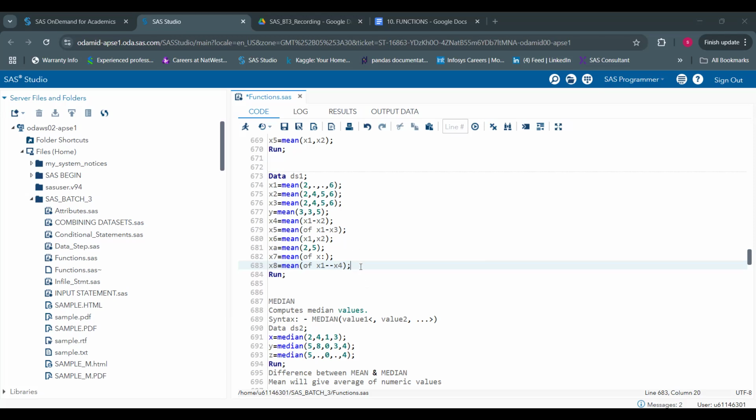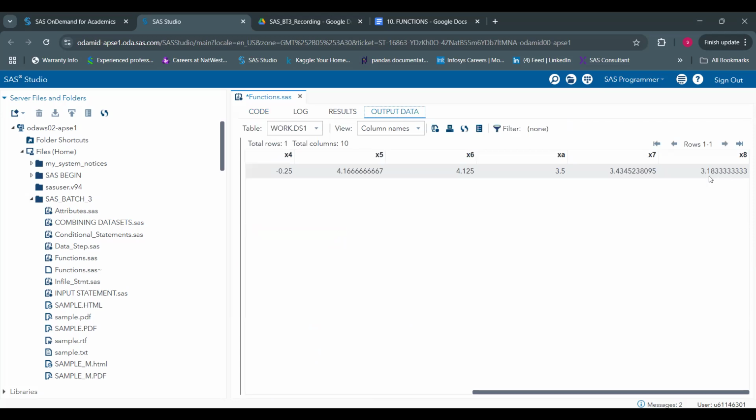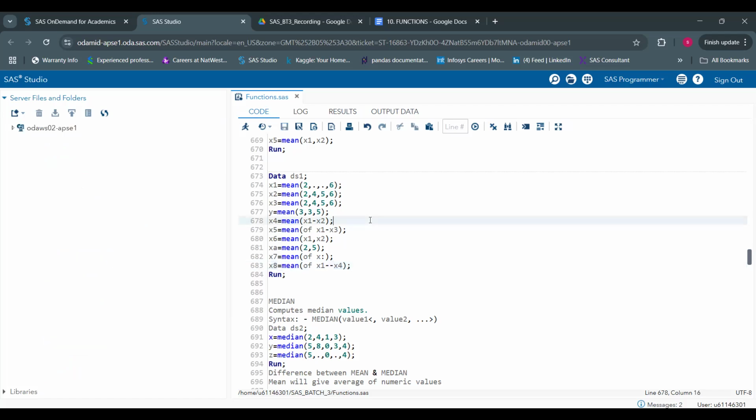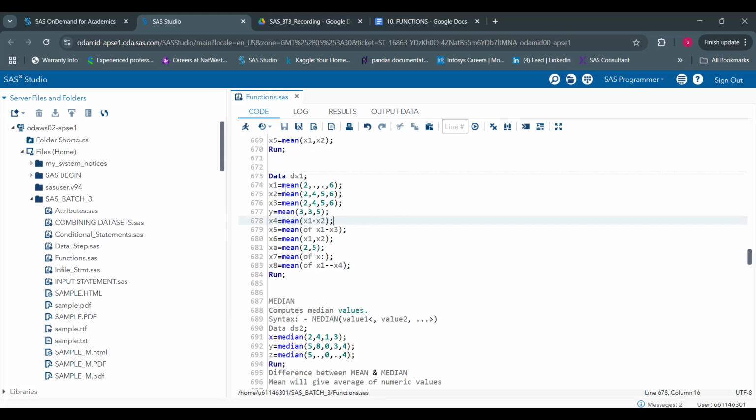3.334. Let's see. It is 3.183. Or somewhere I missed. Anyways, ma'am, your intuition is right. It'll calculate the data between x1 to x4, plus y, total 5 values. Clear, ma'am, on this?